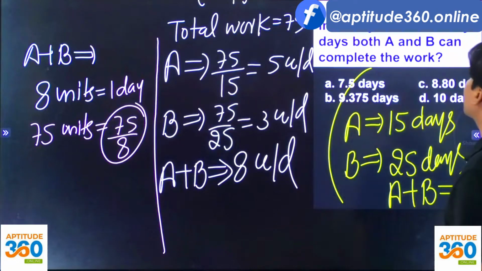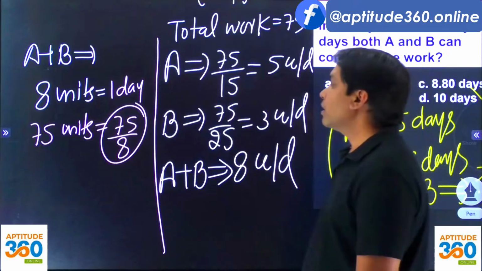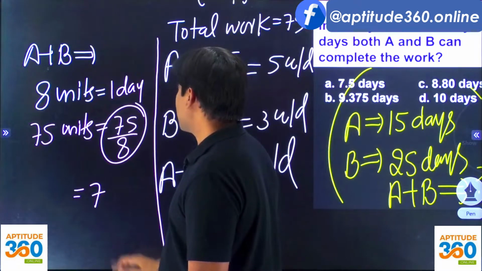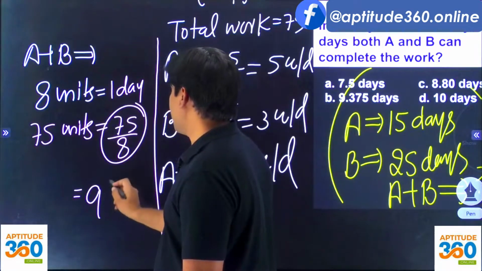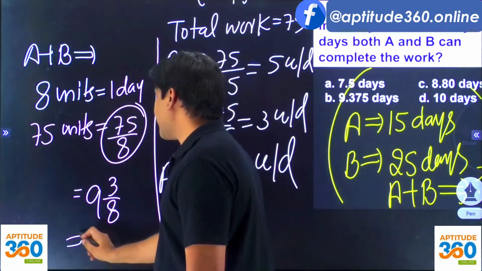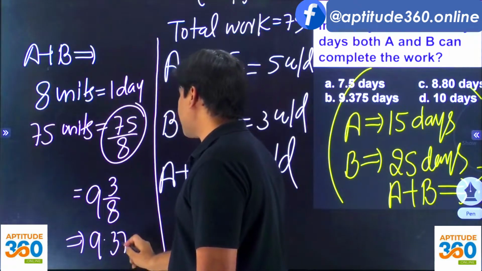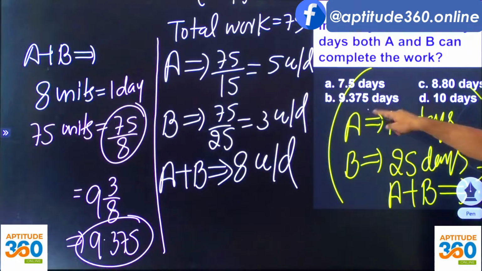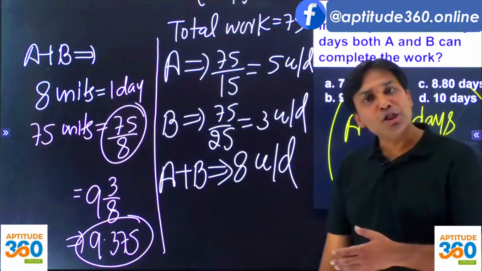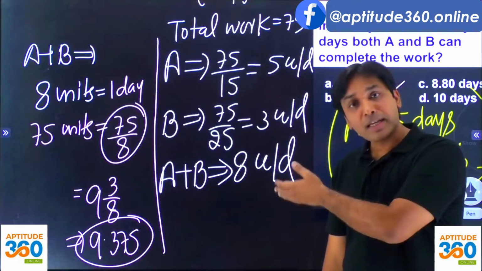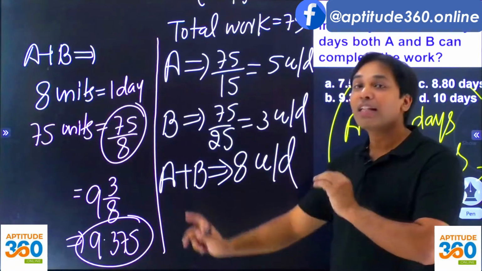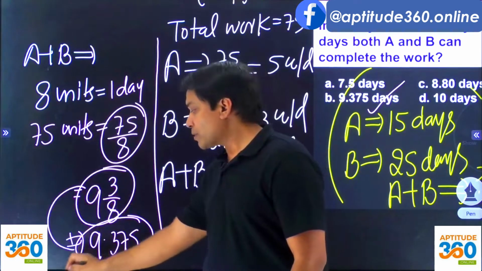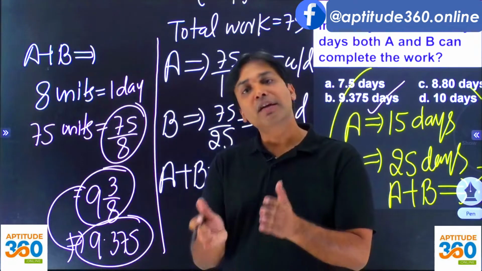75 by 8, अब निकाल के देखो कौन सा आंसर आ रहा है आपका. So this is coming out as 9 3 by 8. 9 3 by 8 is coming out as 9.375. So in these 9.375, पे option yes. So you would be able to finish your work, not you, A and B collectively will be able to finish the work in how many days? 9.375 days. कभी कभी options में ये भी देके रखेगा, कभी कभी option में ये भी देके रखेगा. You should be able to identify both of these two.